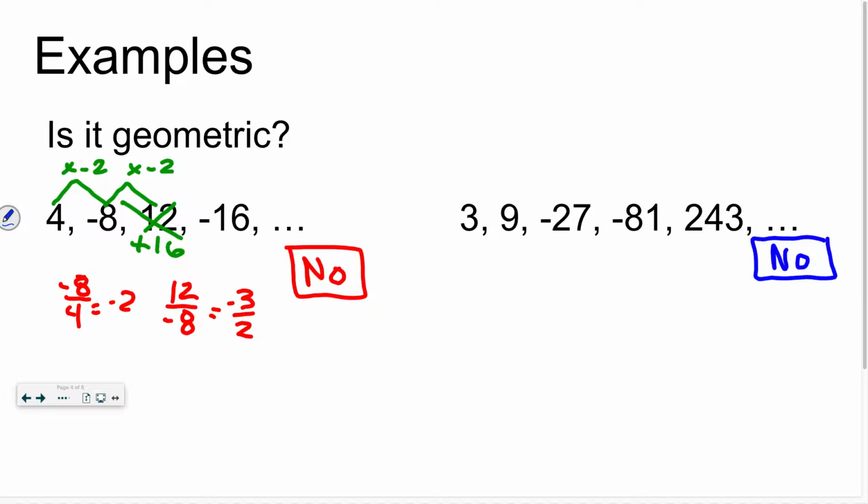Ratios aren't the same. Okay. If you check your ratio, 9 divided by 3, that's 3. And then you check your ratio, -27 divided by 9 is -3. Not the same thing. Don't be fooled if they're just opposites. That's not the same ratio. Or some people might do like I did previously, multiply by 3, but if I multiply by 3 again, it would be positive 27, not negative 27. So they don't have a common ratio.